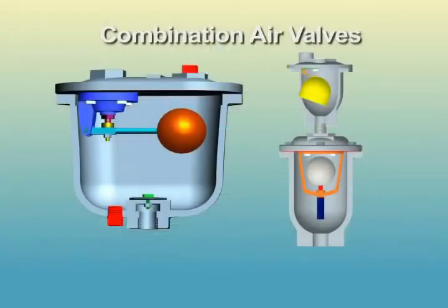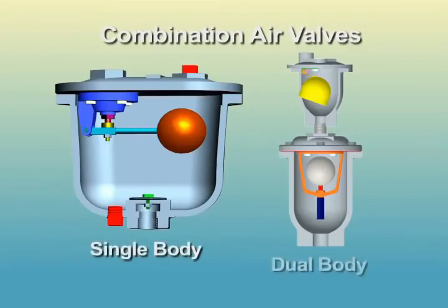Combination air valves are available in single body and dual body configurations. The single body configuration is more compact and economical. The dual body configuration provides 2 independent valves, allowing access to the air release valve while the air vacuum valve continues to protect the pipeline. The dual body valve also provides a much wider range of sizing options.